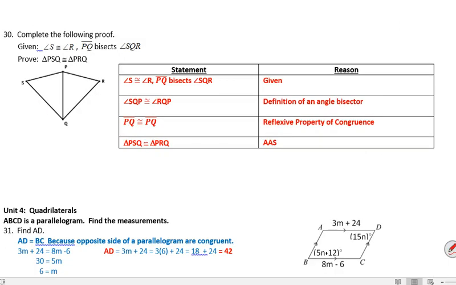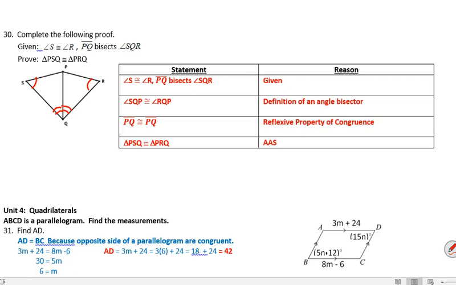With 29, we're given that S and R are congruent and PQ bisects SQR. So S and R are congruent, so I'm going to go ahead and put some arcs here. Then it says PQ bisects SQR. So I think I did this wrong in class for some of y'all, so I'm going to correct it here. This was the angles that were supposed to be congruent.